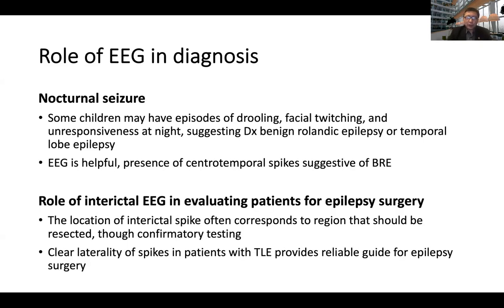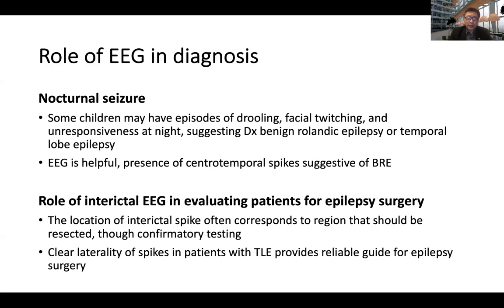For patients who have nocturnal seizures, some children may have episodes of facial twitching and unresponsiveness at night, suggesting a diagnosis of benign rolandic epilepsy or temporal epilepsy. EEG is helpful: the presence of centrotemporal spikes is suggestive of benign rolandic epilepsy.